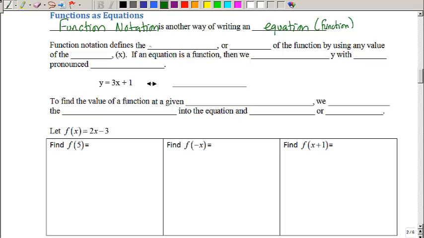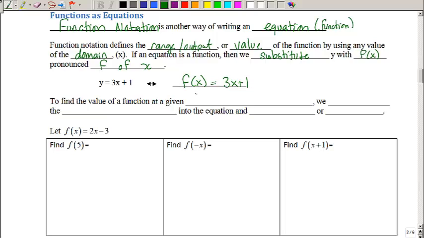Function notation defines the range, or output, or sometimes we call that the value of the function, by using any value in the domain, which we usually call x. If an equation is a function, then we substitute y with f of x, and we pronounce that f of x. So given the equation y equals 3x plus 1, I can rewrite that in function notation as f of x is equal to 3x plus 1.